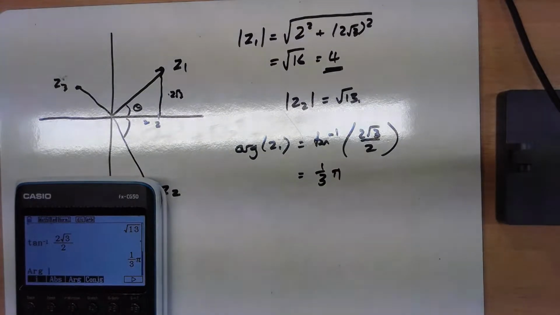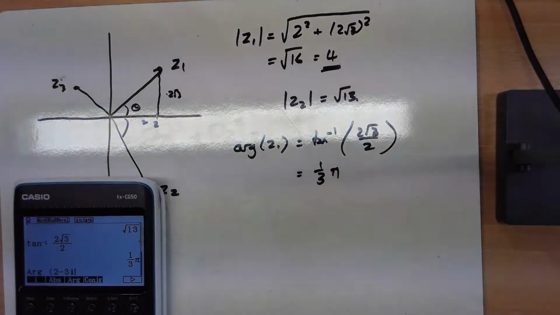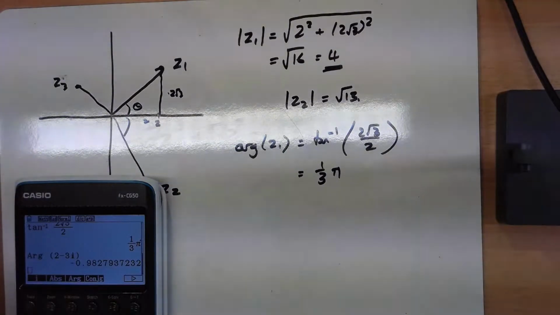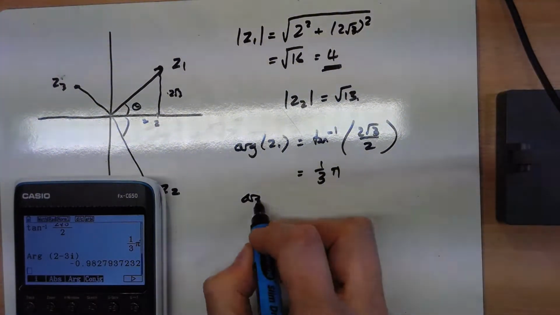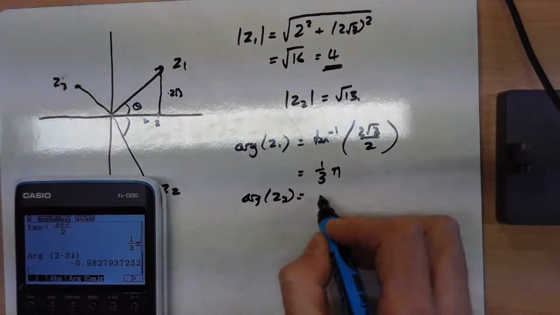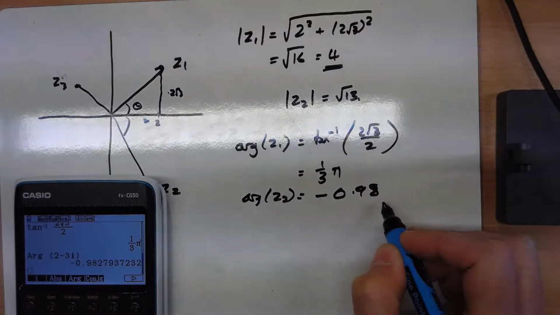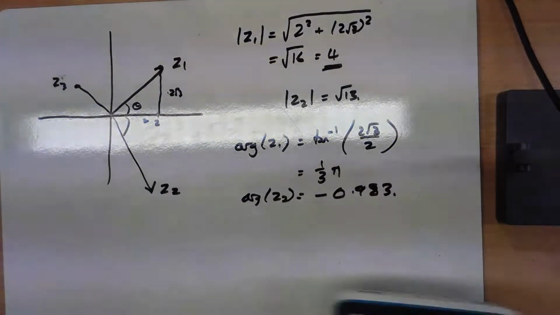We have an argument. The argument of, what's the second one? 2 minus 3i. The argument of that is, oh, that's a shame. I was hoping it was going to be a nice number, but it's not. So the argument of Z2 is minus 0.98. And I think I'll do another digit there, 983. And again, I'll show you Z3 in a second.